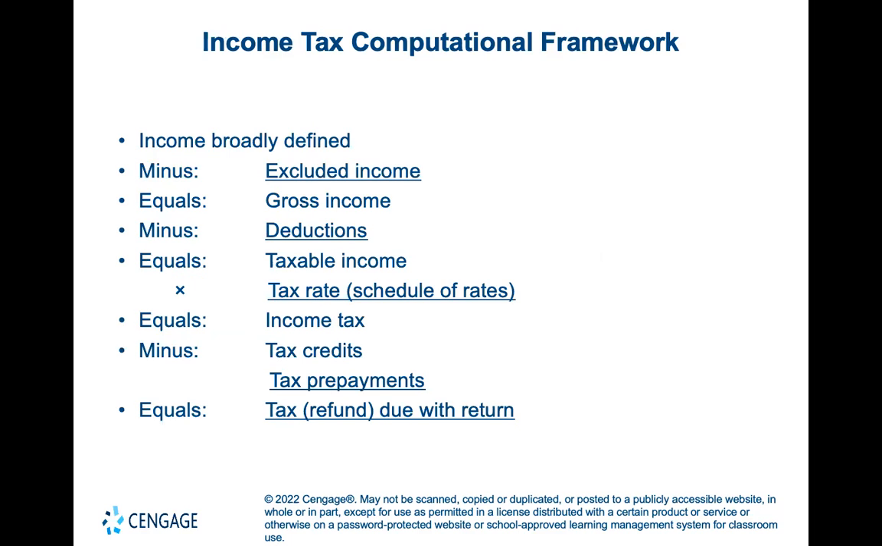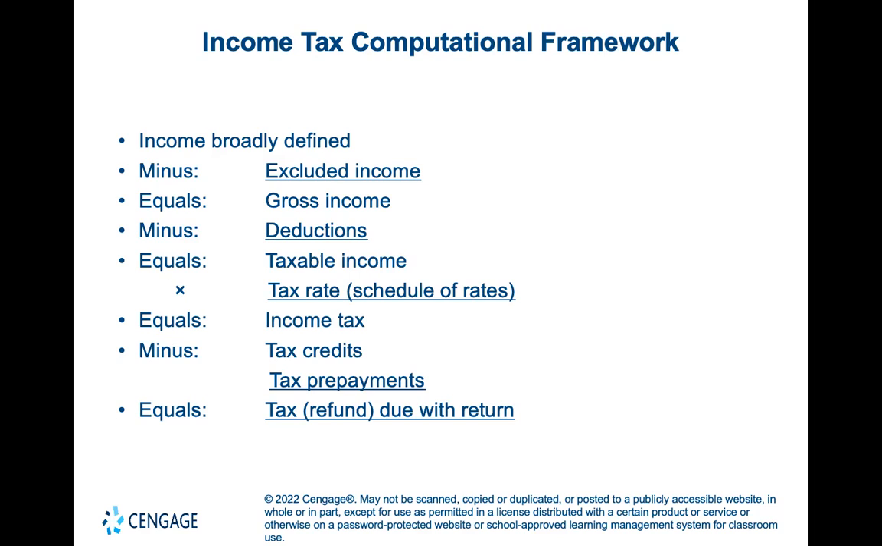So, the income tax computational framework. Income, broadly defined, minus excluded income, equals your gross income. Your net income is what's going to be left, and we'll go through that as well. Your gross income minus your deductions equals your taxable income. At that point, you look at the schedule of rates to get your tax rate, and that's going to equal your income tax.